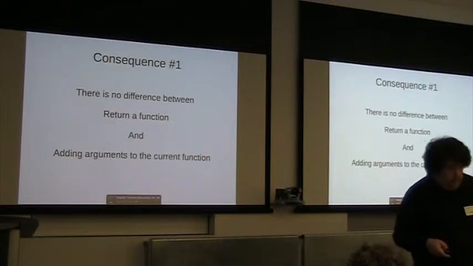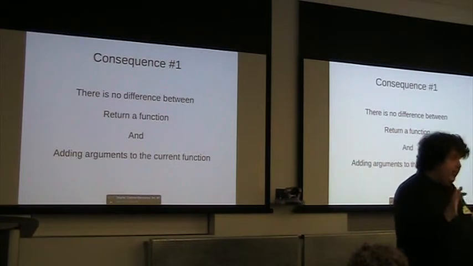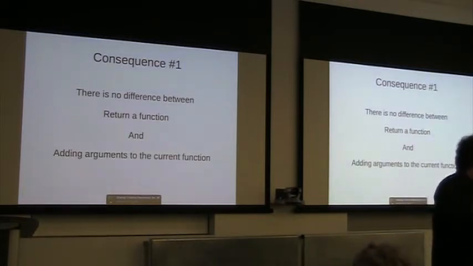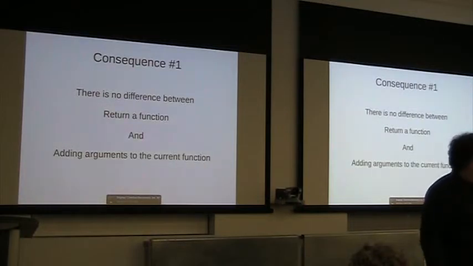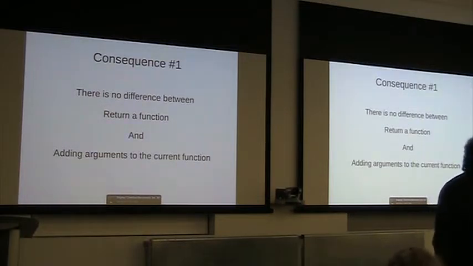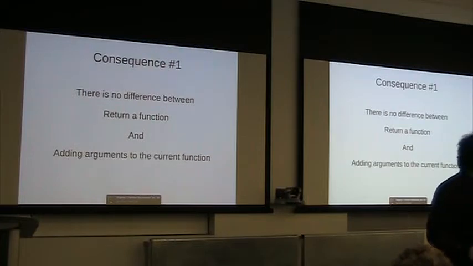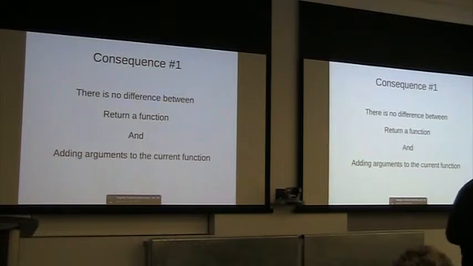So consequence number one of doing things this way and pulling this trick is that there is no difference between returning a closure, returning a function, and adding arguments to the current function. I can do some stuff and then return a closure that binds that stuff. Haskell will happily just promote that argument all the way up and add it to the main function, because there's no behavioral difference. The only difference is performance. So you won't calculate a different answer based on GHC doing this or not. So that allows us to do the magic, adding arguments to the argument list.